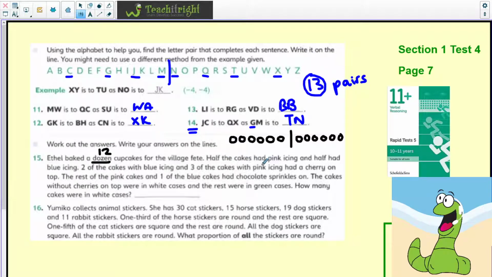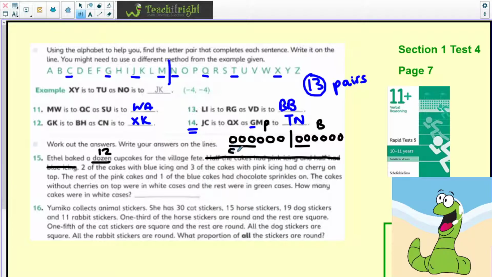Half the cakes had pink icing. So we'll make these ones the pink ones, and we're going to make these ones the blue ones. So I've dealt with that piece of information. Half a pink, half a blue. 2 of the cakes with blue icing. So we've got 2 here. And 3 of the cakes with pink icing have a cherry on top.